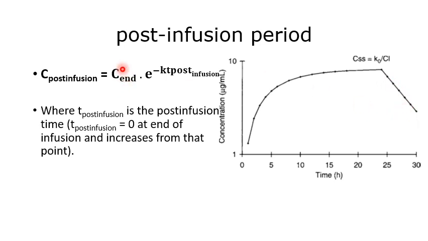the concentration is equal to the C end, which is the last point just before the cessation of infusion, multiplied by e to the power of minus elimination rate constant, multiplied by time post-infusion. Time post-infusion is any time at which we want to calculate the plasma concentration following this point. So time post-infusion, normally we consider this as a zero time, and then we calculate the time at which we want to calculate the concentration.